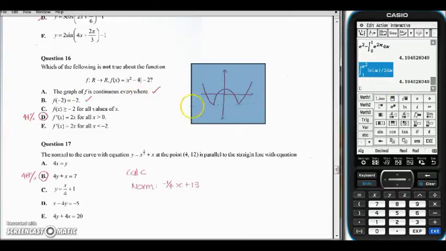Continuous everywhere? Yes it is. F of negative 2 is negative 2? Yes it is. You can figure that out by subbing that in. Is the function greater than negative 2 for all values of x? That dotted line there is y equals negative 2, so yes. So it's got to be one of these two. The derivative is 2x for all x greater than 0, or the derivative is 2x for all x less than negative 2.